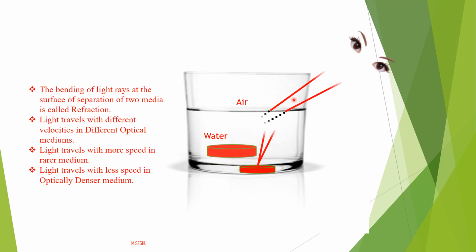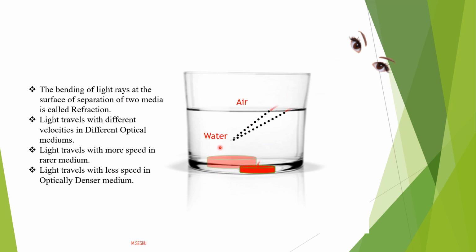and our human brain assumes that these rays are coming from this position. This is the actual position of the coin, but the rays appear to be coming from here. This is known as the apparent position of the object. Actually this is the image. We feel that the object is here.